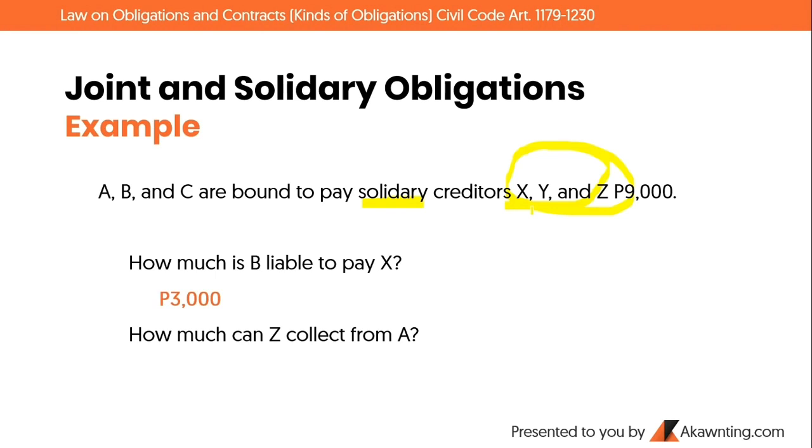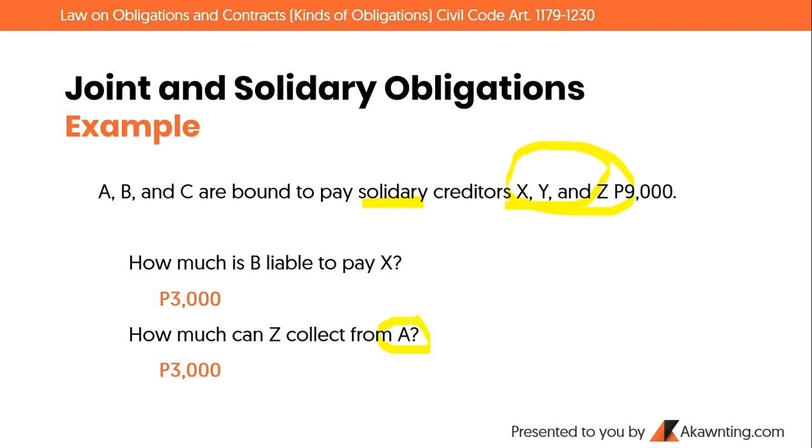Pero, this time, nabanggit tayo ng isang specific debtor. Ang pwede niyang singilin specifically from A ay 3,000 pa rin. So, bakit hindi niya pwede singilin yung 9,000? Malamang, si A kasi ay isang joint debtor, at ang pwede niya lang bayaran ay up to the extent ng kanyang share. Okay ba? Pero, hindi ibig sabihin na kinokontradict natin yung sinabi natin kanina, which is, magkano ba ang pwedeng singilin ni Z? Lahat. 9,000 pa rin.